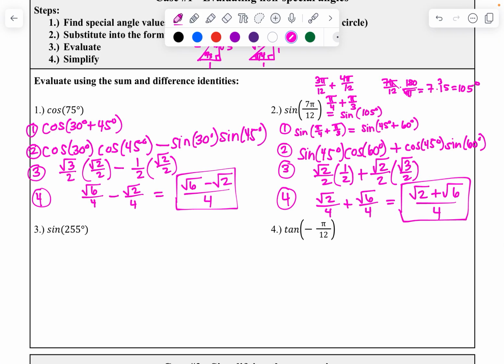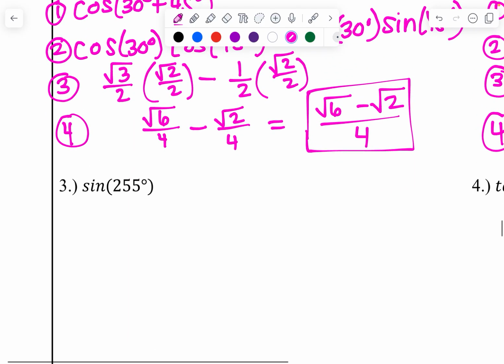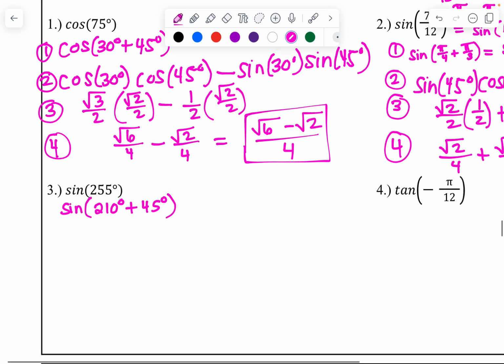All right, so the next one, we've got 255 degrees. Well, I notice 55, and so it instantly makes me think about 45 degrees. There are multiple ways you could do these, but I'm thinking, what if we do 210 degrees plus 45 degrees? And then we just have to think about 210 degrees. What would the reference angle be there?